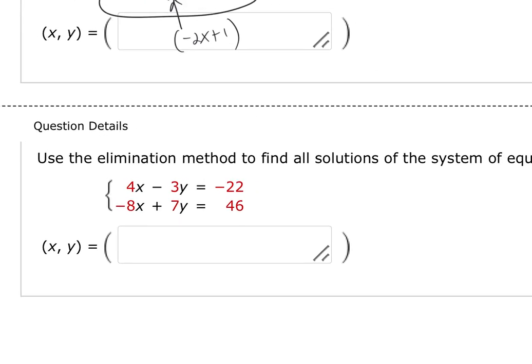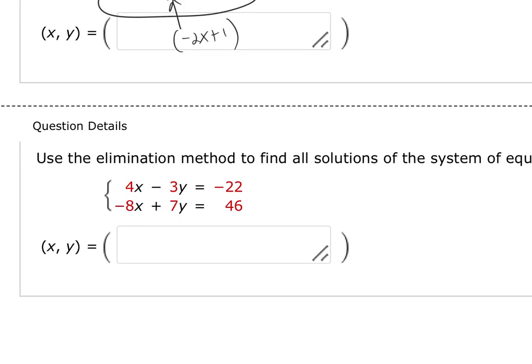Use the elimination method. Means I want to eliminate either the y's or the x's. The thing is, these don't line up. When I say that, if I want to eliminate a -3y, I would need a positive 3y. Or if I wanted to eliminate an 8x, I need a positive 8x, like negative, positive. So I can do this. I can manipulate the situation if I multiply this entire row by 2. Every piece. 8x minus 6y equals -44.